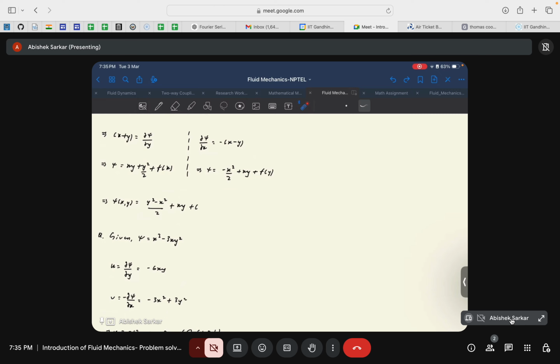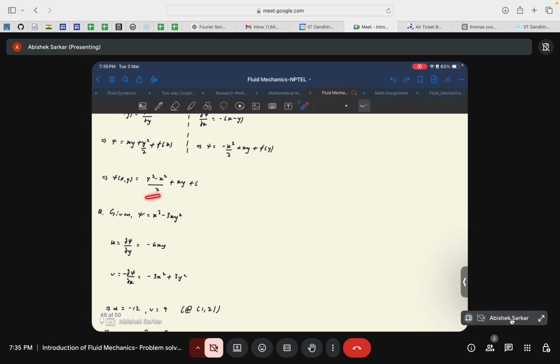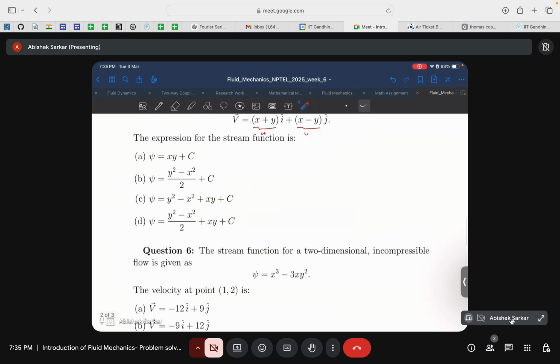Now you see that xy is common in both, and since these two functions are the same, they have to be equal to each other. But there is minus x square by 2 here, and there is y square by 2 here. This relation says there has to be some function of x, and this also says there has to be a function of y. So if you compare these two functions, you will see that f of x is actually minus x square by 2, and f of y is actually y square by 2. So just add the missing function in either of the functions and write the final form of psi, that is y square minus x square by 2 plus xy plus some constant c. So the correct answer would be option D. Okay.